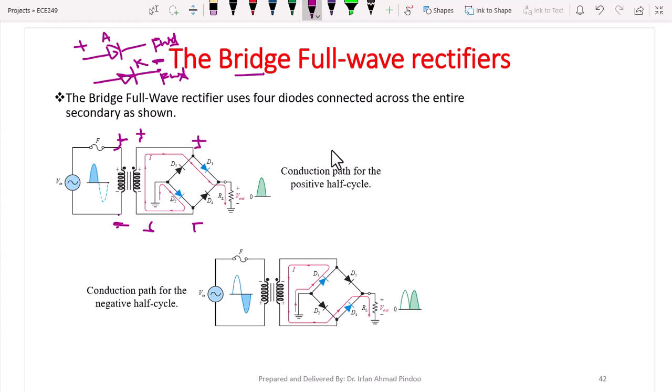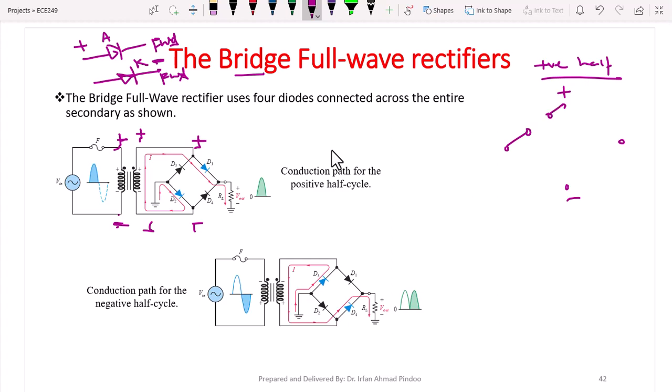Now let us draw the diagram. Here I will show it for the positive half. So we have 4 points, 1, 2, 3 and 4. So this is plus, students, and this is minus. So what will happen to D1? We have plus connected with the cathode of the diode, so it will be reverse bias.